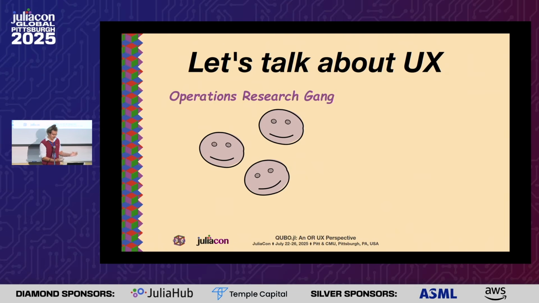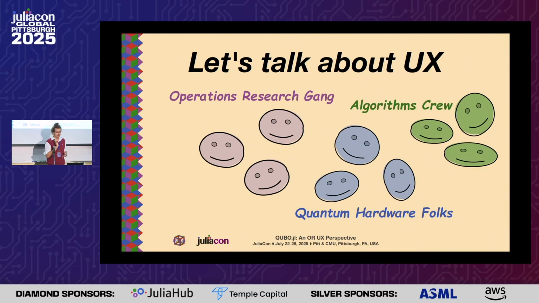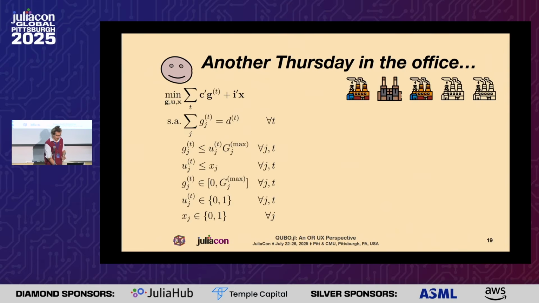So I'm part of the operations research area, and I spent some time in the industry, especially working with power systems. And at some point, we started interacting with people who develop quantum hardware and also people who are into algorithms that are either inspired by quantum or also address the same kind of problems. And on another Thursday in the office, I was thinking about this problem where you have to plan the power plants you're going to build and you have to operate them. And we usually write it down.